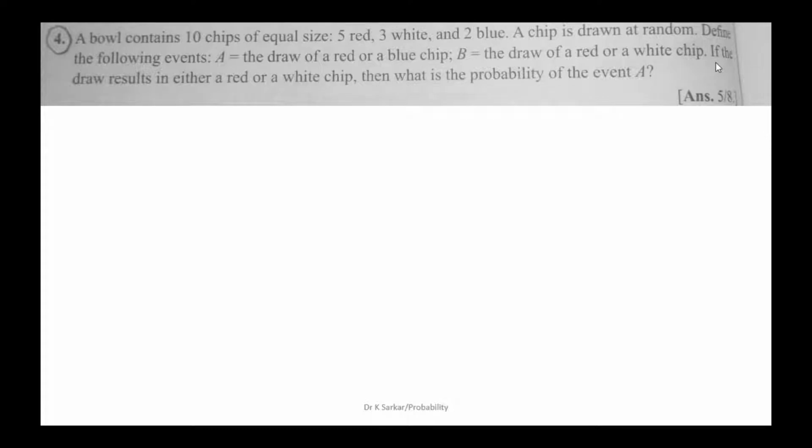A bowl contains 10 chips of equal size, 5 red, 3 white and 2 blue. A chip is drawn at random. Define the following events. A: the draw of a red or a blue chip. B: the draw of a red or a white chip. If the draw results in either a red or a white chip, then what is the probability of the event A? We see this is a conditional probability sum.